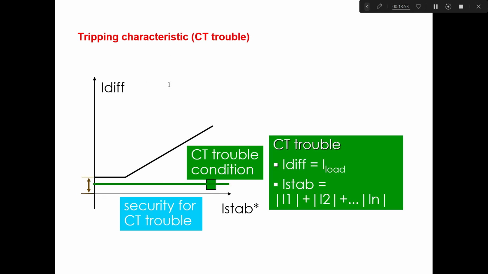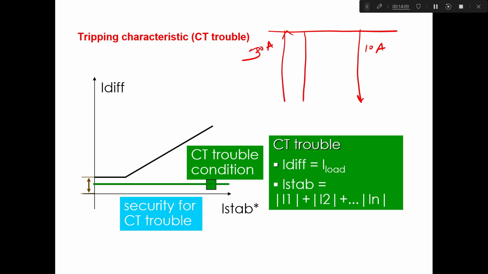So what is the meaning of CT trouble? Suppose this is your bus bar, in which again you are having only two feeders. On one the current is incoming, this current is 10 ampere, and this is your outgoing current of 10 ampere. Now suppose for better understanding I am using this as 30, and this is one feeder with current outgoing as 20. So this is 20 ampere.